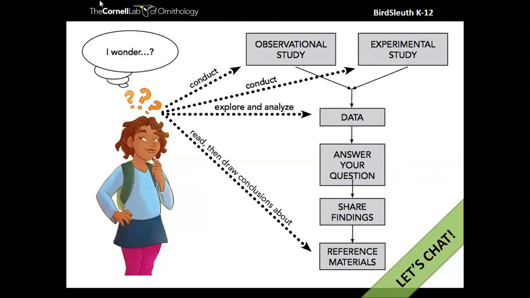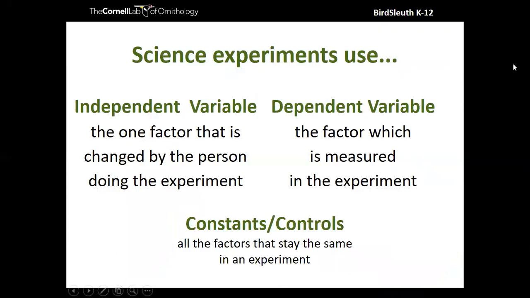Exactly. So, and that's really what we're going to discuss today, are the differences between those two. We're going to focus on experimental study today, but we want to identify what the difference is. So again, the observational study is where we are not manipulating anything, whereas an experimental study is we have variables or controls, as many of you have already pointed out. And these are an independent variable, a dependent variable, and constants or control.